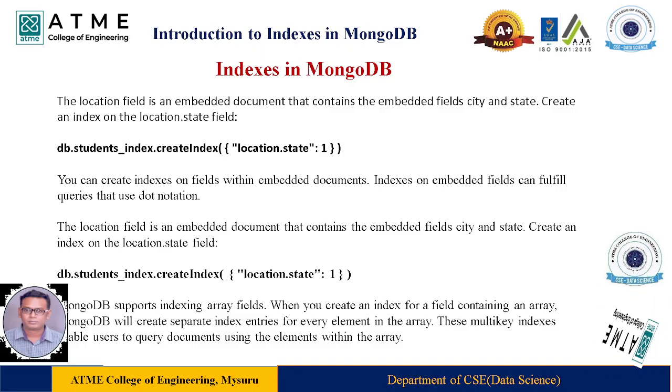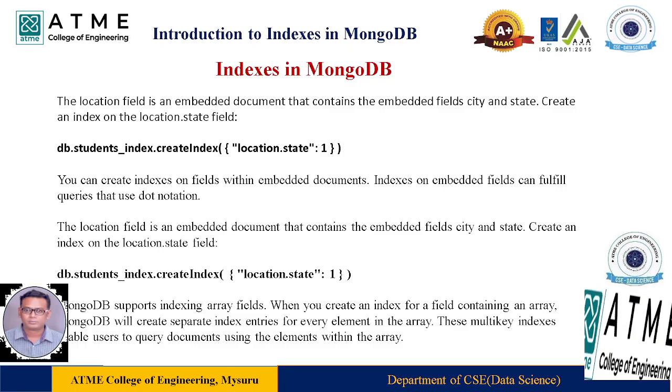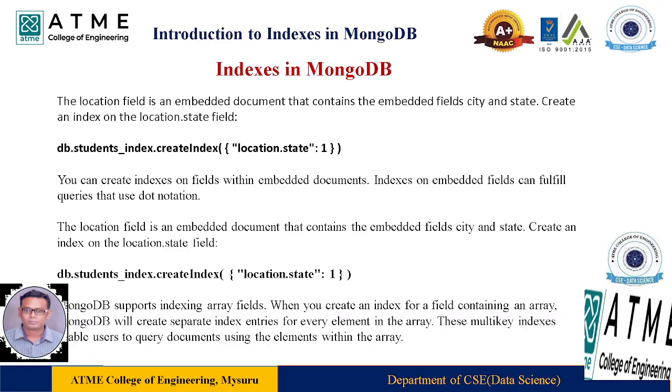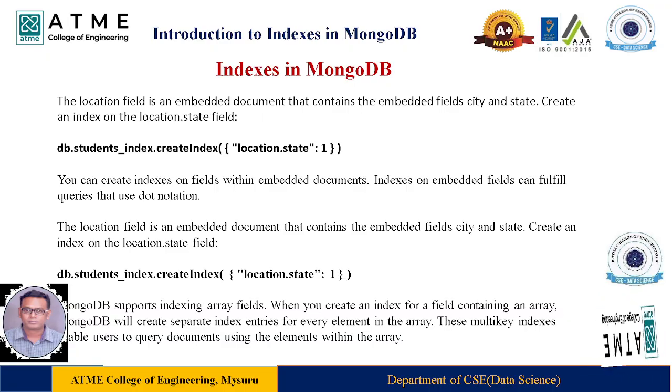So this is an example of creating an index on an embedded document. Here location.state is nothing but an embedded field. The syntax for creating an index on an embedded field is db.students, where students is the collection name, .createIndex location.state, where location.state is the embedded field, and the type is set to 1. The location field here is an embedded document that contains embedded fields city and state. So we are creating an index on the location.state field.